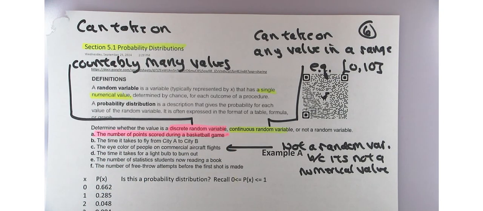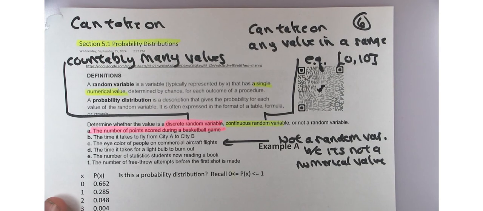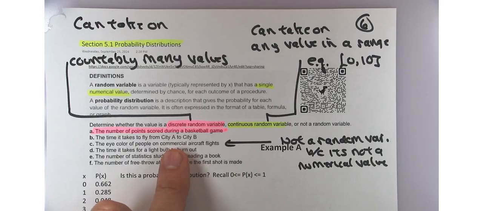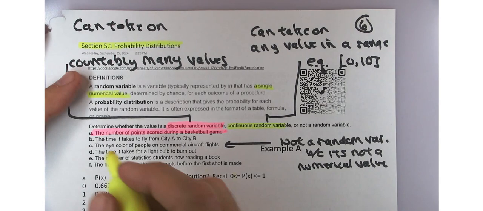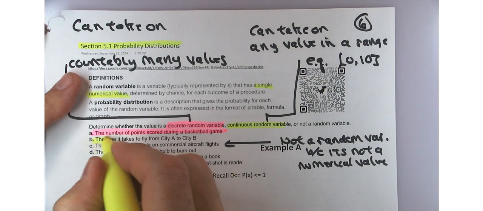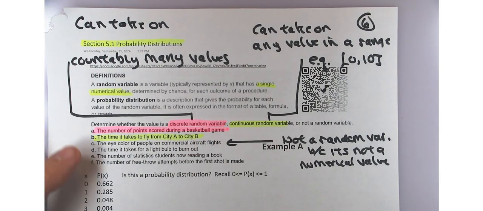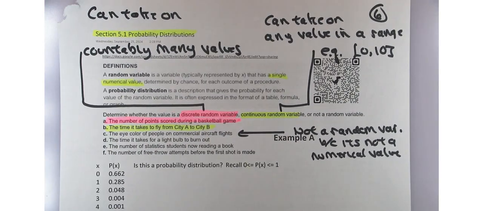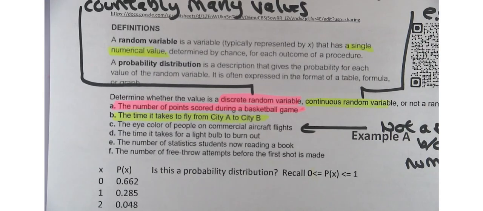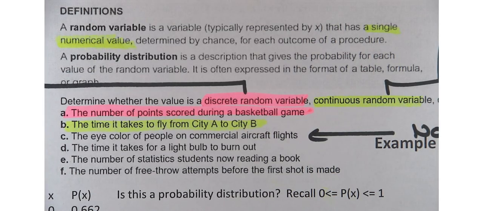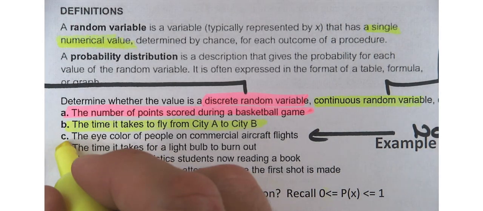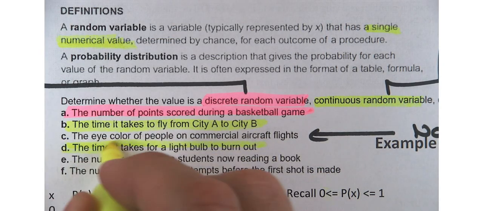How about the time that it takes to fly from Detroit to Chicago? The time of your flight. Is that a discrete random variable or a continuous random variable? Could it be any time in some interval? Yeah. So if it can be anything within some interval, then it's a continuous random variable. We already did example C here, so let's move on down to example D. Time it takes for a light bulb to burn out. Well, this is another time question, so that one's kind of the same as B. It's going to be something in an interval.